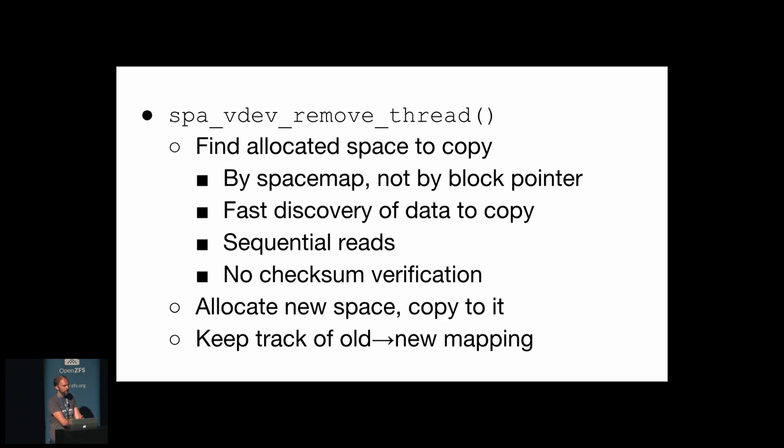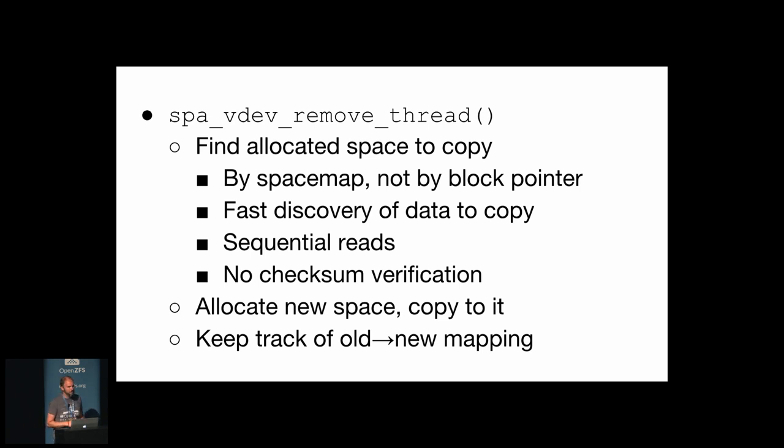Okay, so we kicked off this new thread. What does the thread need to do? First, we need to start by finding the allocated space to copy. The interesting thing here is that we're doing this by looking at the space maps, not at the block pointers. If you're familiar with zpool scrub or resilver, those go through and find all the block pointers, which means they have to traverse the whole tree of indirect blocks and everything in the storage pool. I don't know if anybody's noticed, but in some circumstances, scrub and resilver don't have the best possible performance.